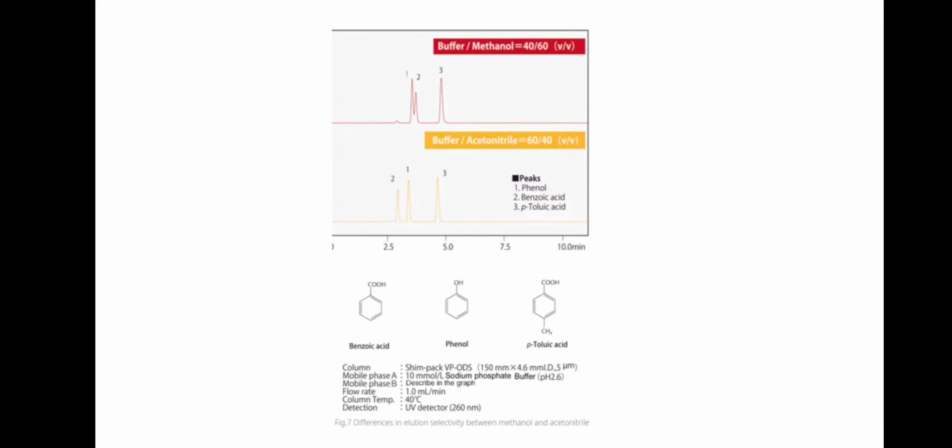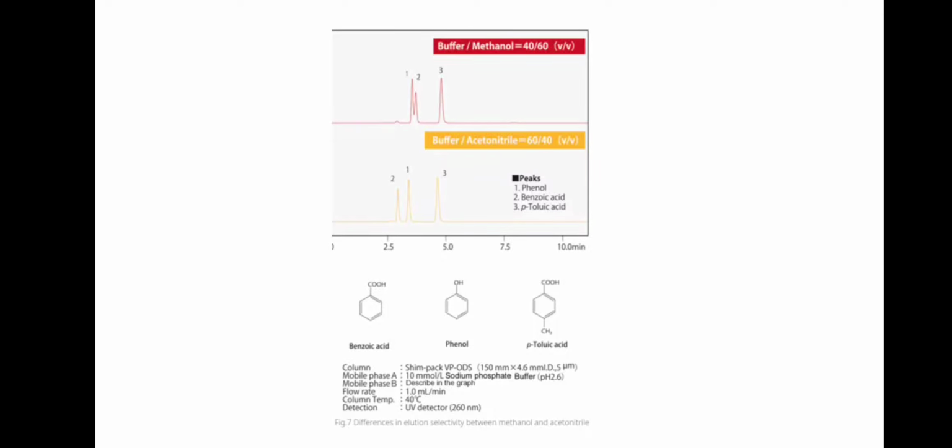Here we have an example chromatogram illustrating the separation of a sample containing phenol, benzoic acid, and p-toluic acid. Two different mobile phase compositions have been used, buffer methanol and buffer acetonitrile. As you can see, the choice of mobile phase plays a critical role in the elution selectivity of the compounds. Methanol, being a more polar solvent, generally results in a faster elution of polar compounds.